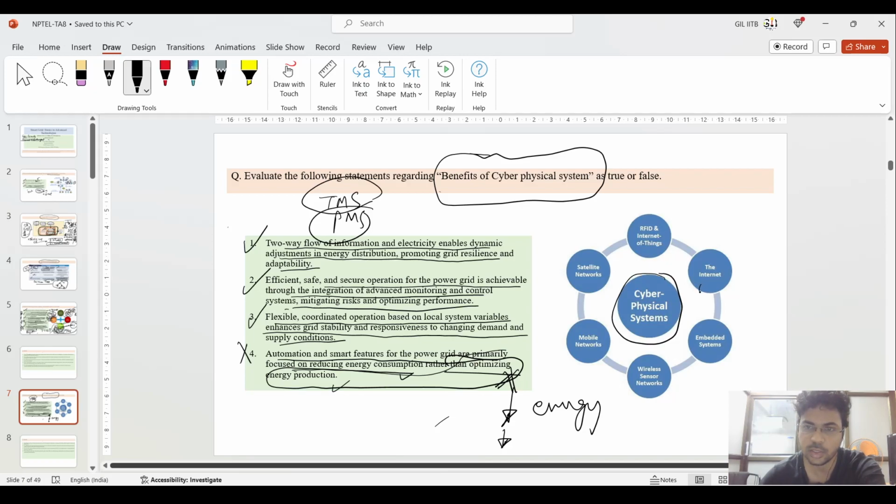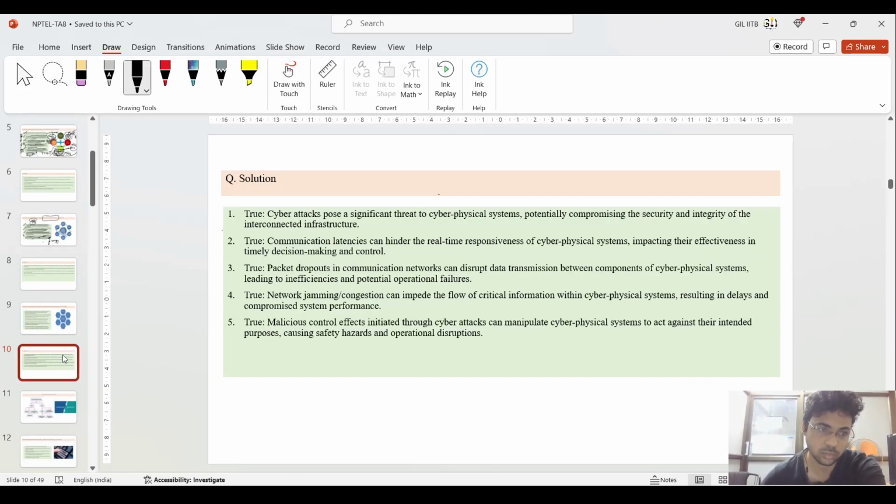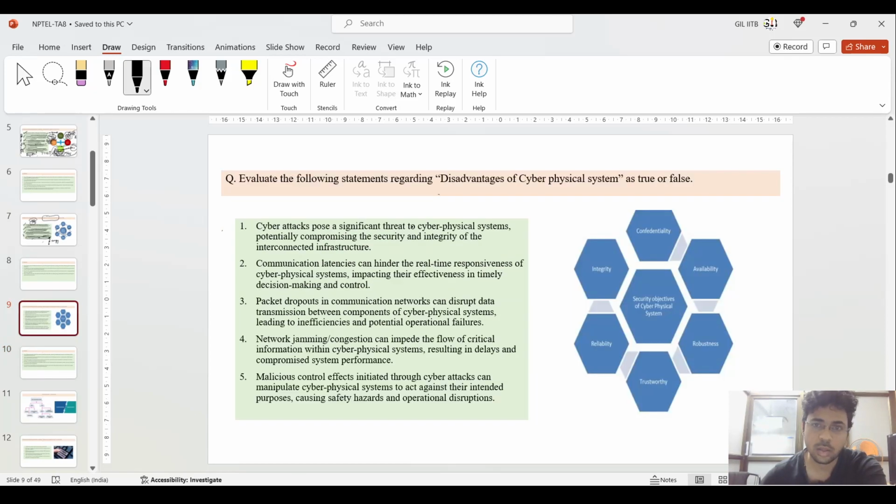And in the right side image, if you see this cyber physical system, what is this? What kind of thing is needed for this? The internet for communication, the embedded system, wireless sensors, mobile networks, satellite networks, RFID and IoT kind of things. So these are some of the benefits.